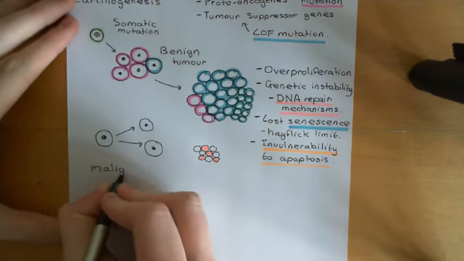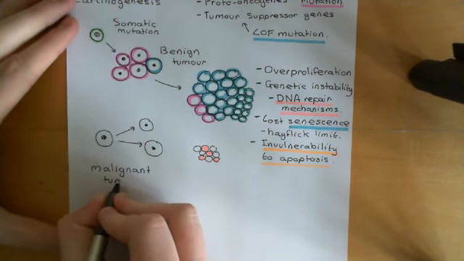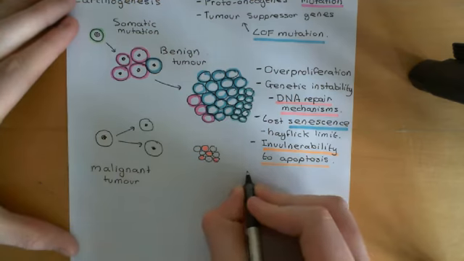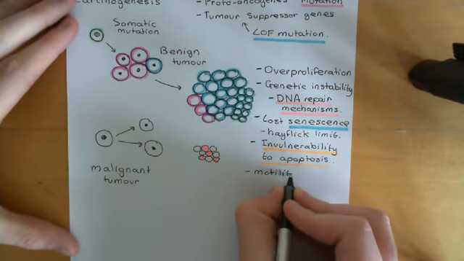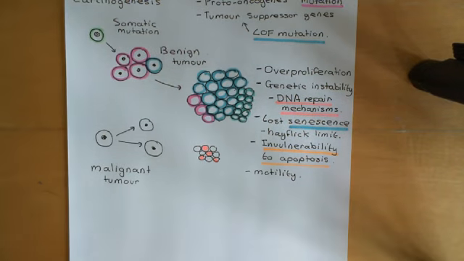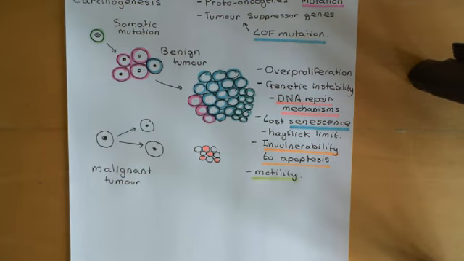Well, the final mutation that occurs is that it gains the ability to be motile. Okay, so the final mutation is motility, and this is what takes you from being a benign tumour to being a malignant tumour. This is what tips you into cancerous behaviour. So the final mutation that's going to occur is something that allows the cells to gain motility.